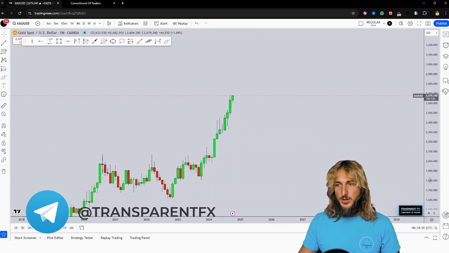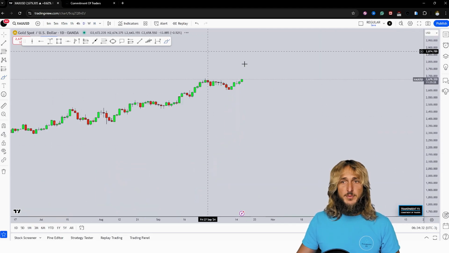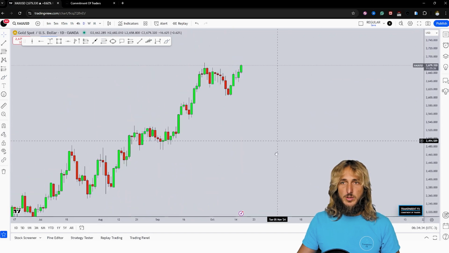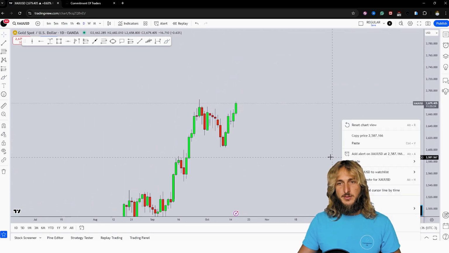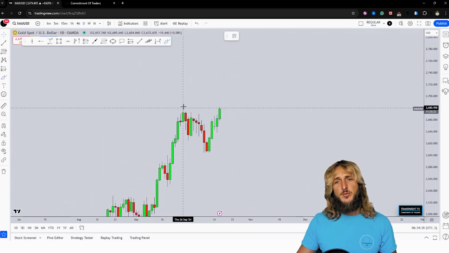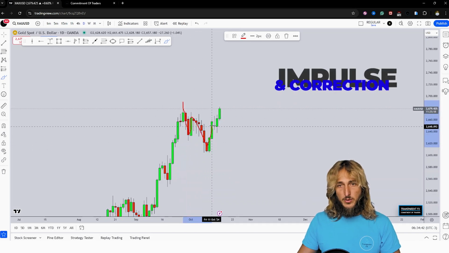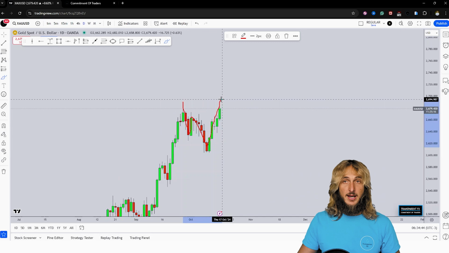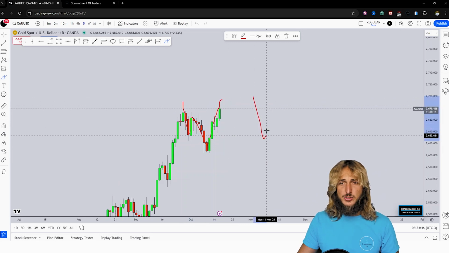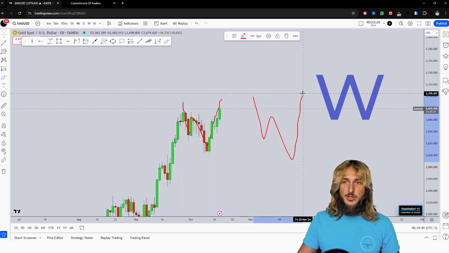Now back to the analysis. So from a daily perspective, in a situation like this, what we have to check is what kind of pattern the market is creating. And if we follow the movement, we can see that we had first a move to the downside, correction, lower low, and now the market is currently creating a higher high. So that essentially would create a daily W formation.